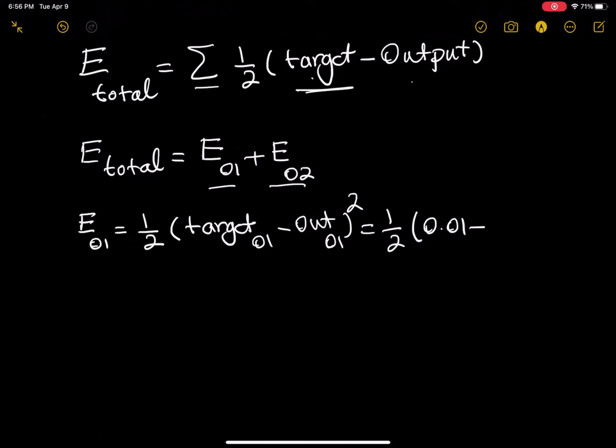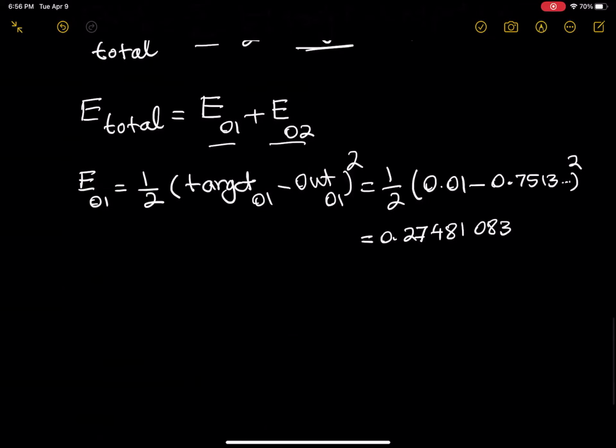Minus output 1. We just calculated that, which is 0.7513 ... the rest of the digits to the 2. This one would give you 0.274811083.